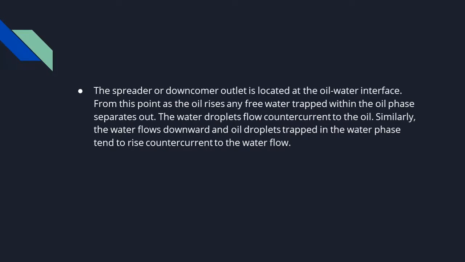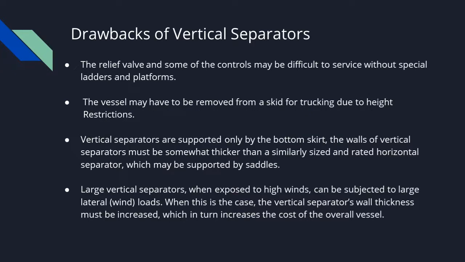The spreader or downcomer, which is present at the bottom of the vessel, is located at the oil-water interface. From this point, as the oil rises, any free water trapped within the oil phase separates out. The water droplets flow countercurrent to the oil. Similarly, the water flows downward, and the oil droplets trapped in the water phase tend to rise countercurrent to the water. But there are some drawbacks, as everything has some advantages and some disadvantages.